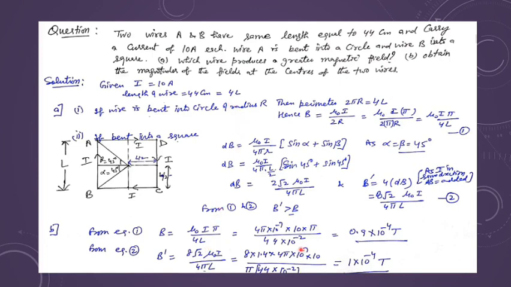So 44 into 10 to the minus 2. Current is also given in the question, 10 ampere. You can put the value of current also, 10. And then if you work it out, you are getting 0.9 into 10 to the minus 4 Tesla. While for the second case, if you put all these values, you are getting 1 into 10 to the power minus 4 Tesla. So only a slight difference in the magnitudes is coming. But of course, B dash is coming greater than B. That you can verify from these formulas also.